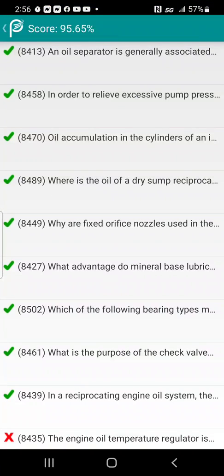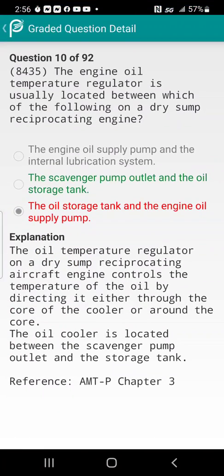Grade, that's good. 95, pretty good. Let's go over what I missed.